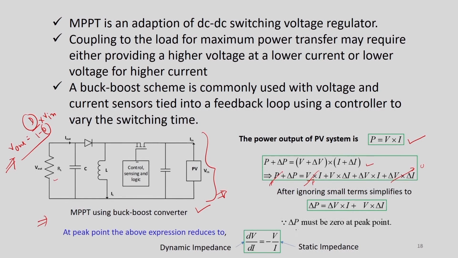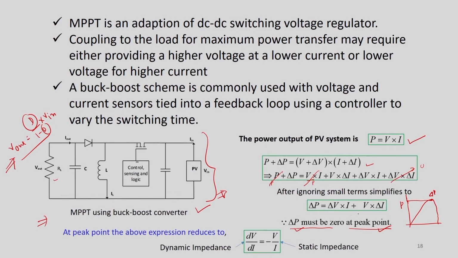So, this del P must be 0 at the peak point. As you can understand, if I recall this curve, it goes up linearly and then becomes something like this. At this point, the gradient will be 0, or del P is 0, because there is no change in power here. That is why delta P must be 0 at the peak point.